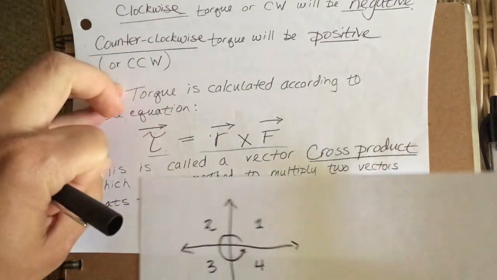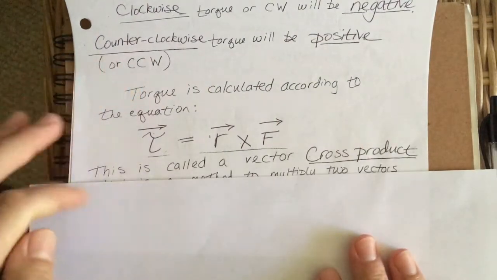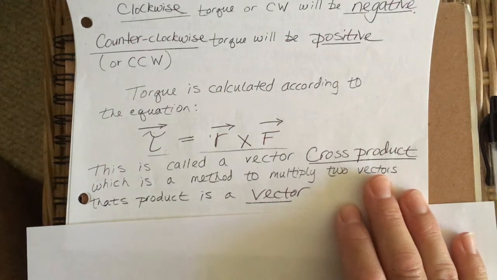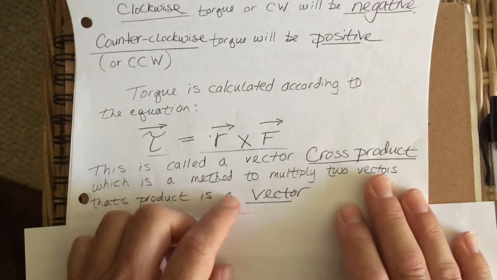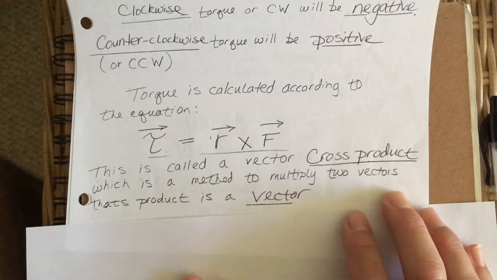Torque is calculated according to the equation torque equals R cross F. This is called a cross product, and this is similar to work, in that work was F dot D, when we had our force and our distance, and it was F D cosine theta, right? So that was one way to multiply vectors, and that was called the dot product or the scalar product.